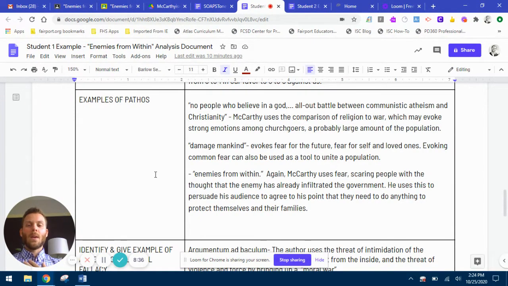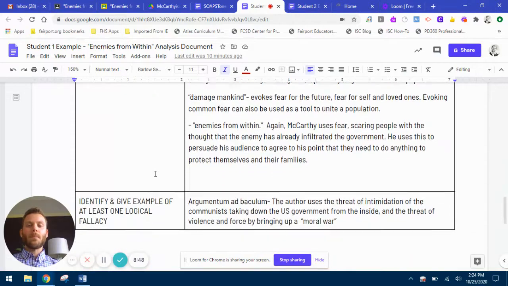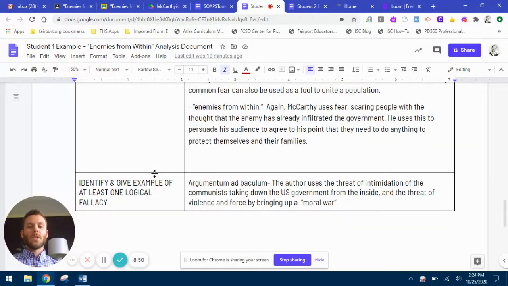The next thing she pulled out was the quote of damaged mankind, that this evokes fear for the future, fear for ourselves, and fear for loved ones. All right, that is the explanation that I'm looking for. And then down here, she also does a good job. She identifies the logical fallacy. She says the author uses the threat of intimidation of the communists taking down the U.S. government from the inside and the threat of violence enforced by bringing up, and again, she gives the example of moral war.